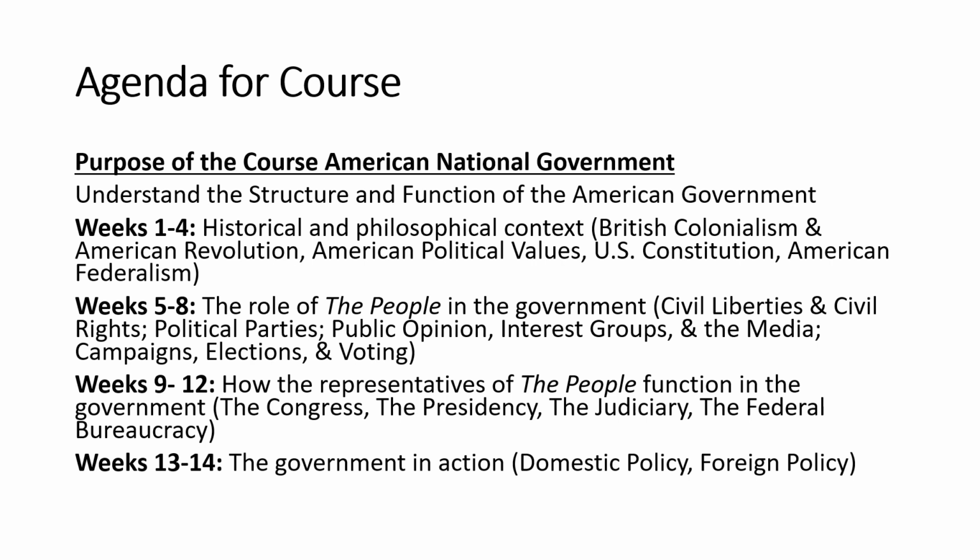After this, weeks 5 to 8, we'll look at the role of the people in the government, the people meaning the average American citizen. First, we'll look at civil liberties and civil rights, then political parties, next public opinion, interest groups and the media, and finally campaigns, elections, and voting. Weeks 9 to 12, we'll look at how the representatives of the people function in the government, meaning the Congress, the presidency, the judiciary, and finally the federal bureaucracy. And the last 2 weeks, weeks 13 to 14, we'll look at the government in action, and that means domestic policy and foreign policy.